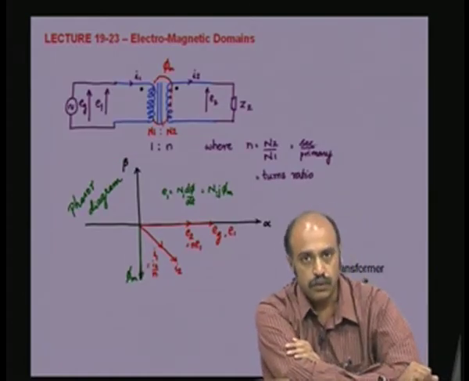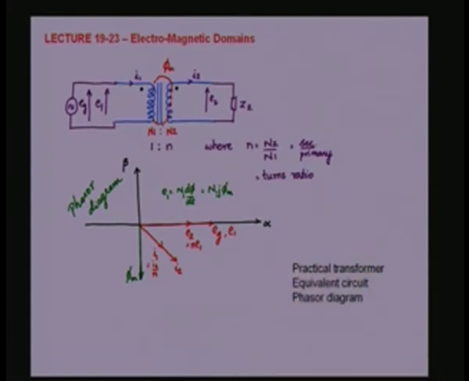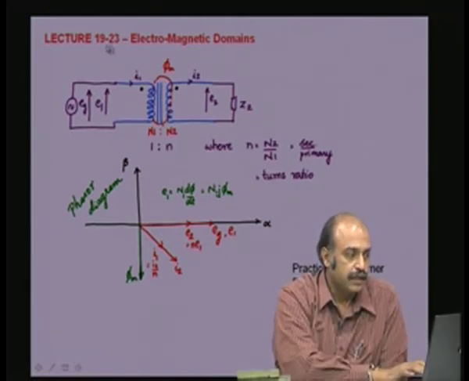And then the equivalent and the representation of the transformer in the electrical domain as circuit form, what is the phasor diagram, all those things will be discussed in lectures 19 to 23. What is a practical transformer? What is an ideal transformer? What is the equivalent circuit of an ideal transformer and a practical transformer? What are the differences? And the various phasor diagrams will be the topic of focus in these lectures of 19 to 23, which is the electromagnetic domain.